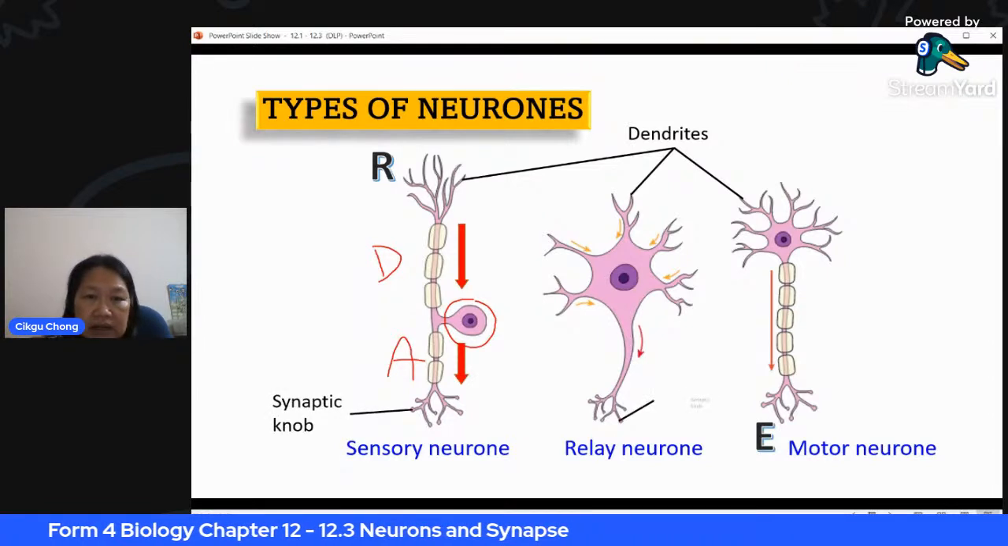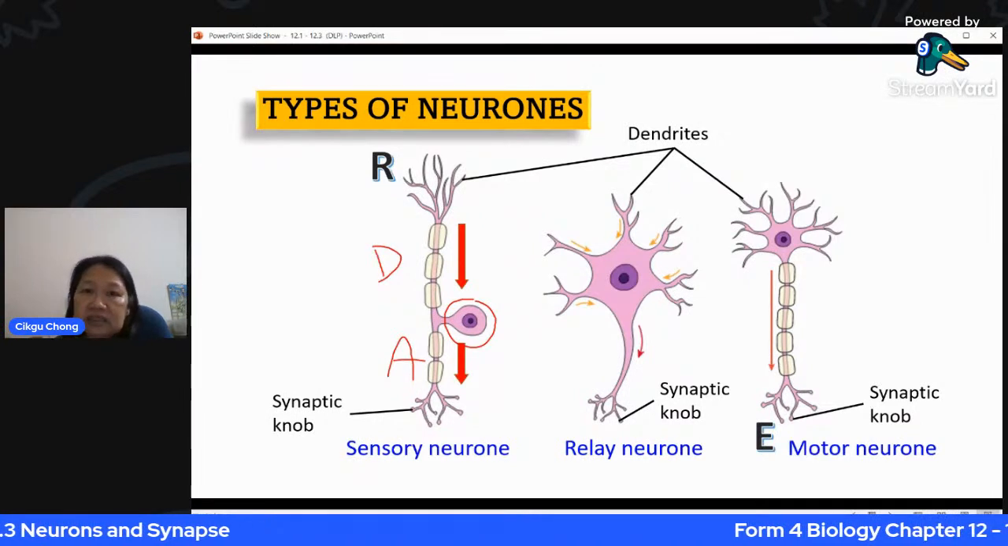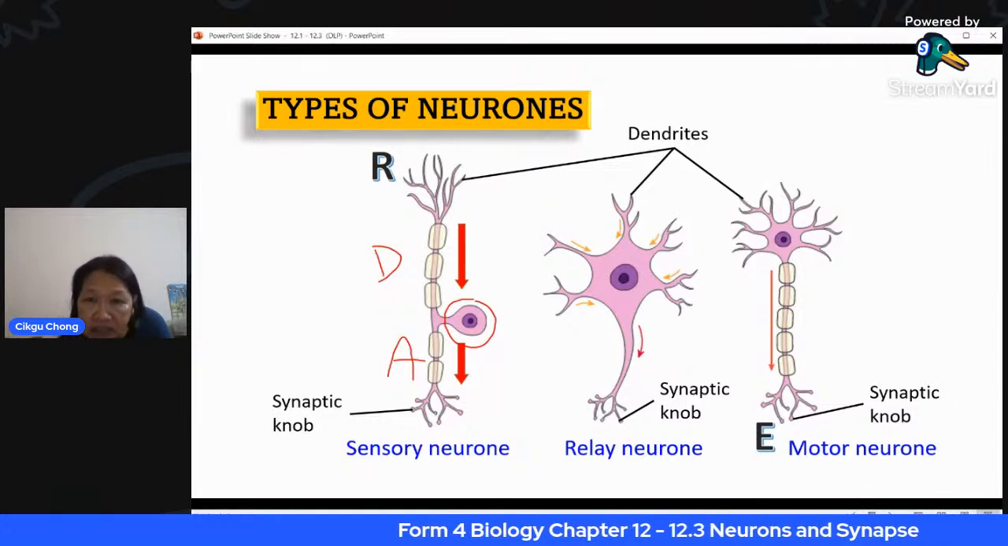So this is the synaptic knot. The other end is a synaptic knot, and one of the other ends is the dendrite. The dendrite is to receive, and the synaptic knot is to pass it to the other side.